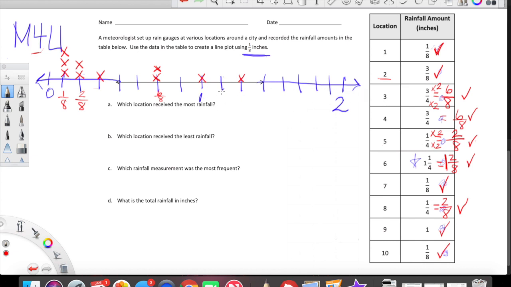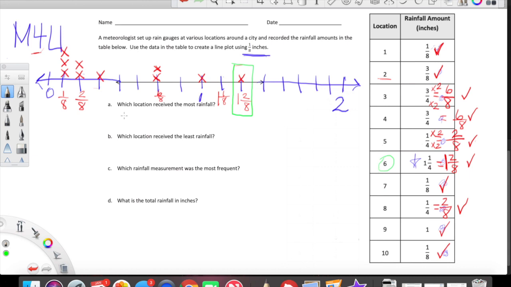We have 1 whole, we have 1 and 1/8, and we have 1 and 2/8. So this, I'm going to change colors. That location at 1 and 2/8 measured the most rainfall. Which location received the most rainfall? Well, that's the location at 1 and 2/8. Which number location is at 1 and 2/8?